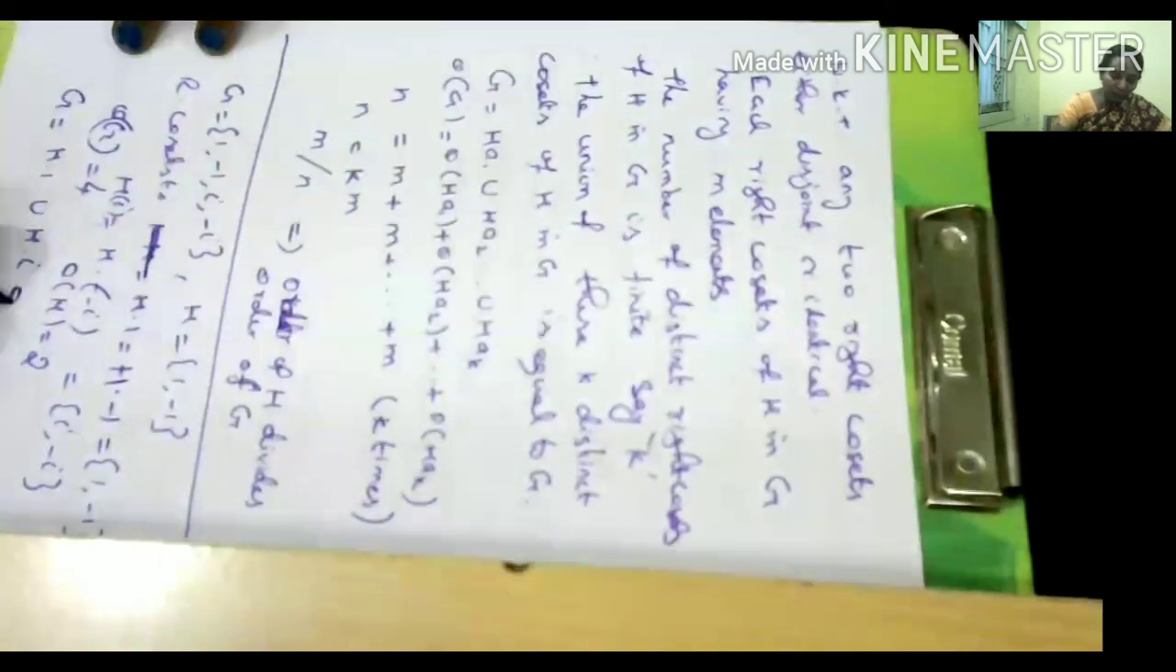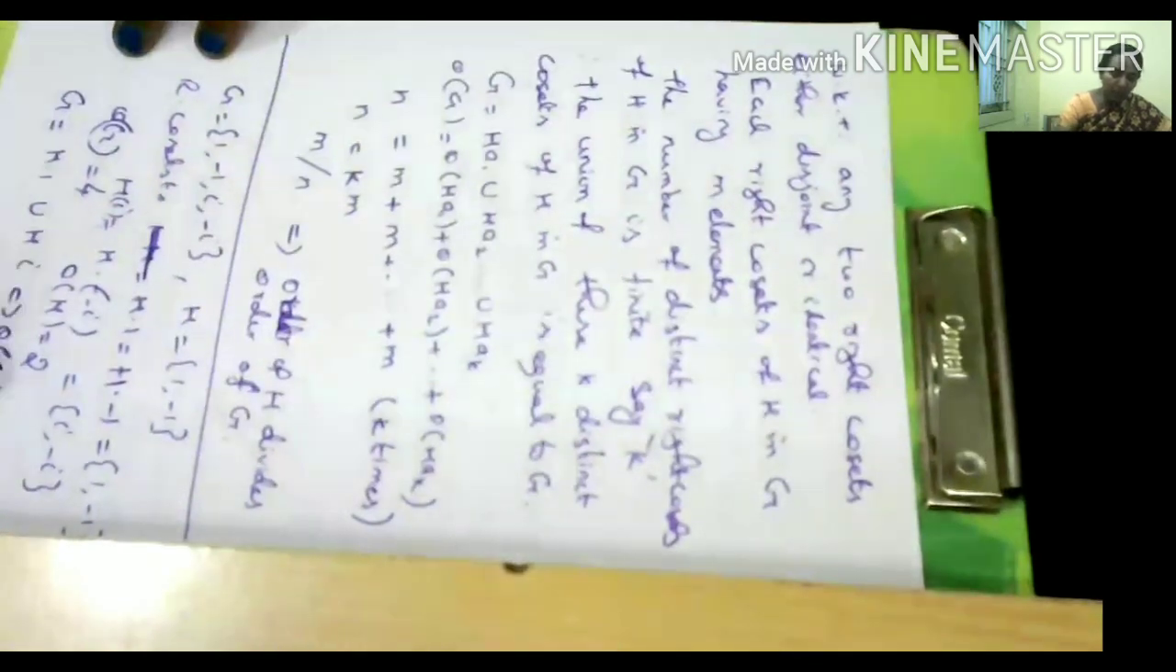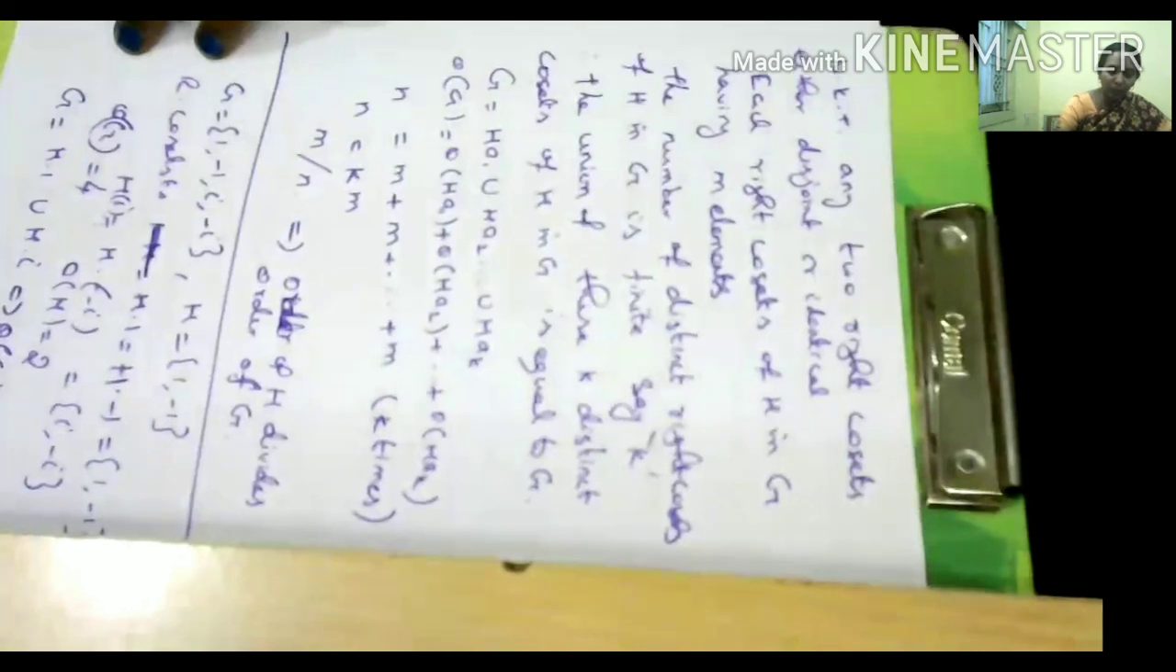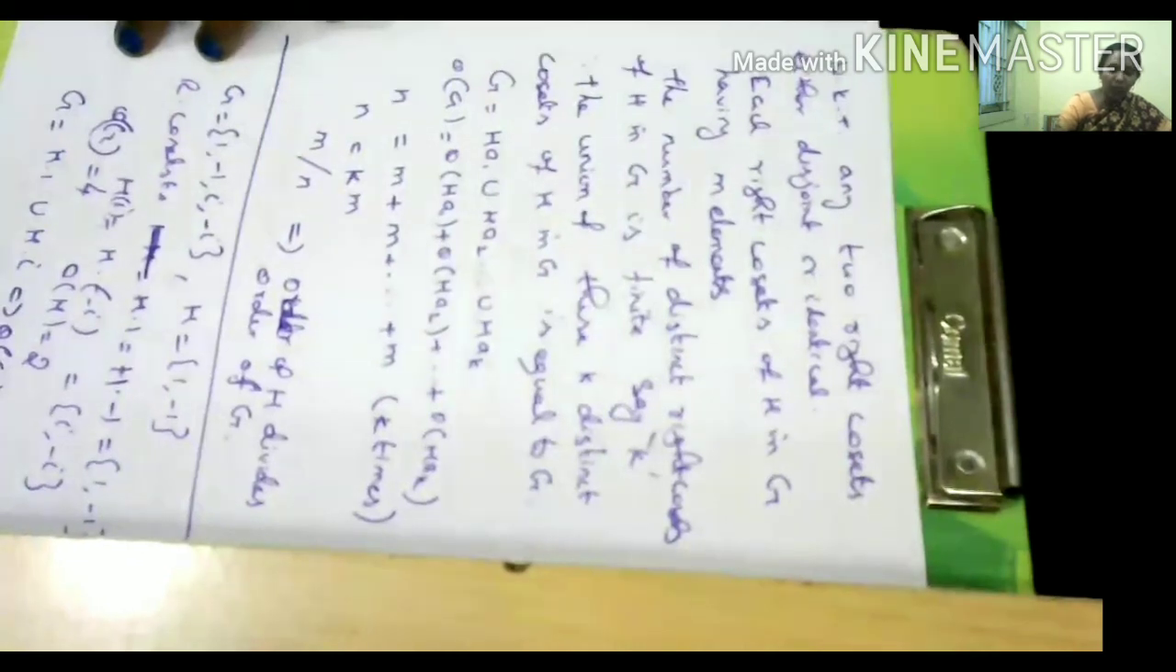Therefore from this, order of G is equal to order of H1 plus order of H dot I. Here order of H1 is 2, plus 2. Here order of G is 4. So 4 equals 2 times 2, that is, 2 taken 2 times. Therefore order of H divides order of G. So this way we are proving Lagrange's theorem.